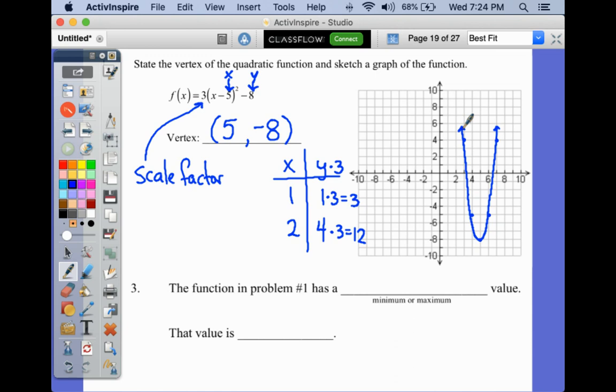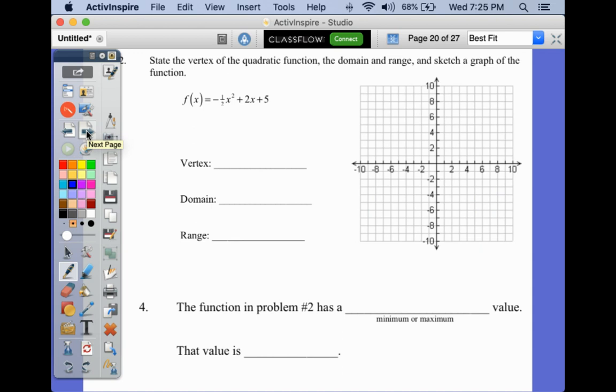Okay, using that parabola, we can answer question number 3. Problem number 1 has a minimum point or a minimum value because we've got the vertex at the bottom right here. And its value is where we see it on the y-axis right there, its lowest point, which is negative 8.